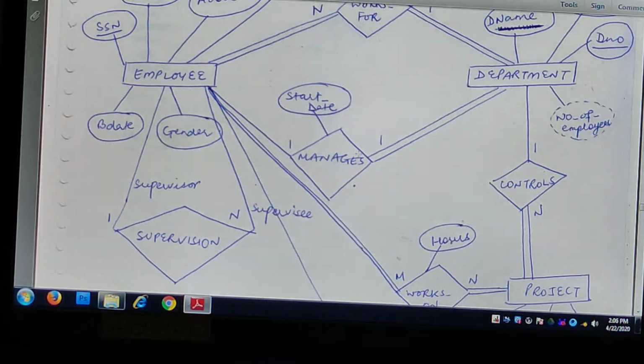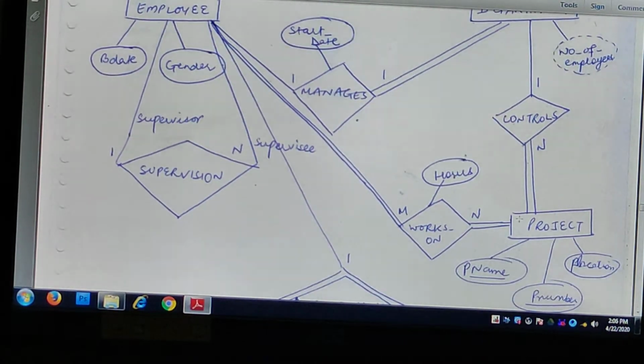Then we have this manages relationship. One employee is managing one department, right? Because every department has one manager. This start date is the attribute of my relationship type. Then we have these double lines, total participation. It means every department will have one manager, right?